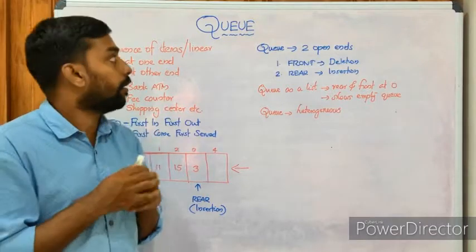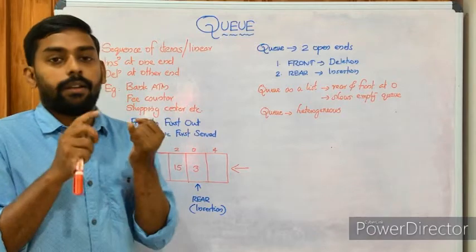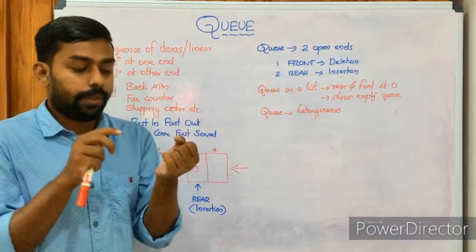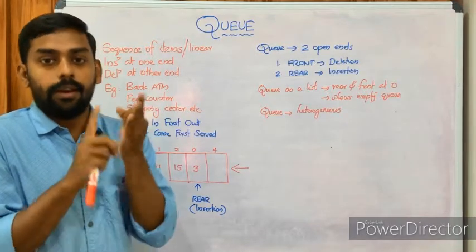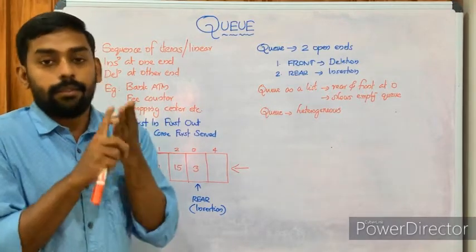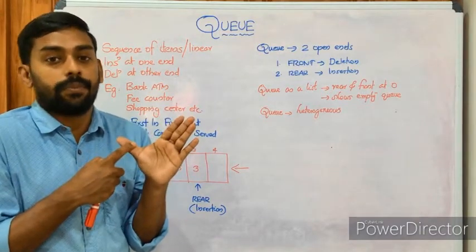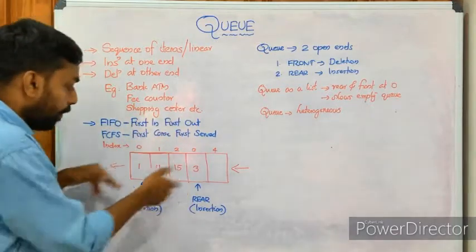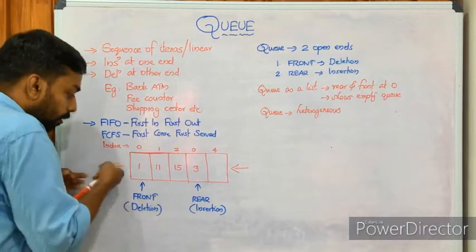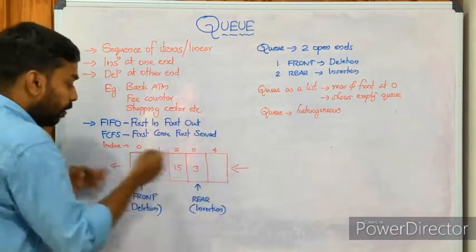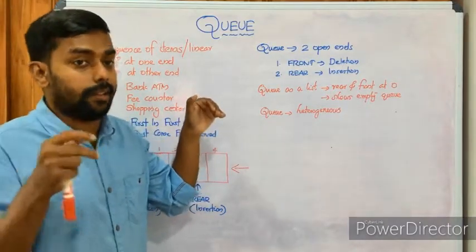A queue is a linear data structure, a sequential data structure. Insertion is through one end called rear, deletion through another end called front. Insertion is called push, deletion is called pop. The information processing order is first in first out, or first come first serve. Here we have an example showing front and rear: through front we perform deletion and through rear insertion. Index 0, 1, 2, 3, 4, and we implement the concept of queue as a list.